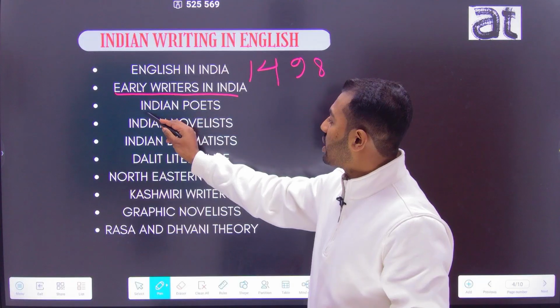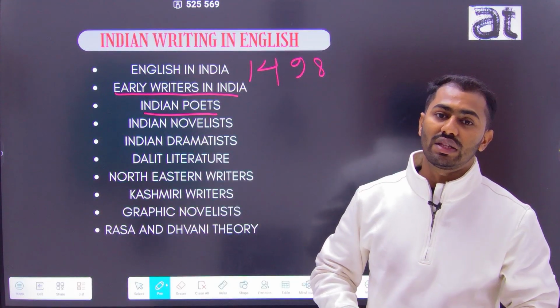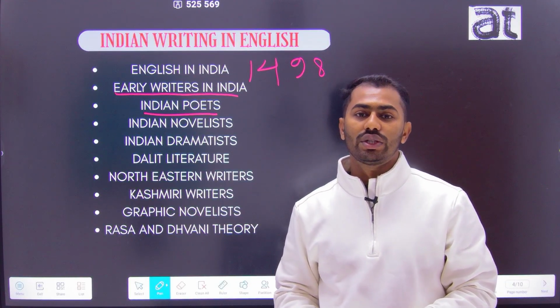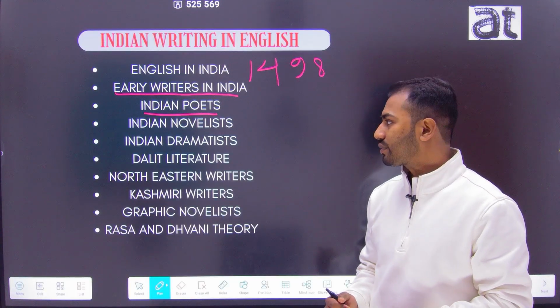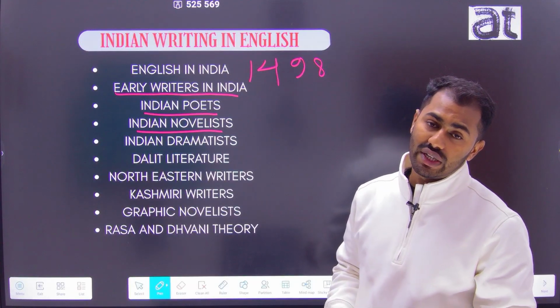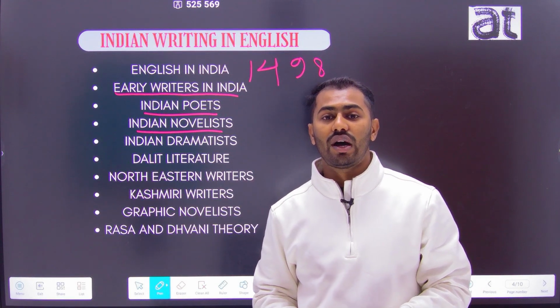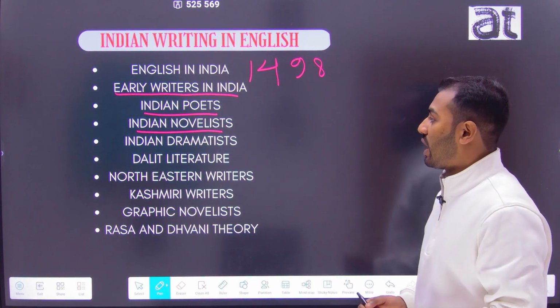After that come the Indian poets. In Indian poets, we will read R. Parthasarathy, A.K. Ramanujan, Jayanta Mahapatra. Next, Indian novelists. In Indian novelists, we will read R.K. Narayan, Mulk Raj Anand, Bhabani Bhattacharya, Attia Hosain, Raja Rao.